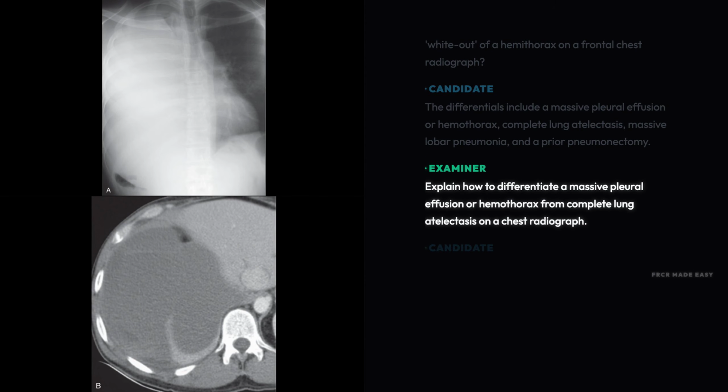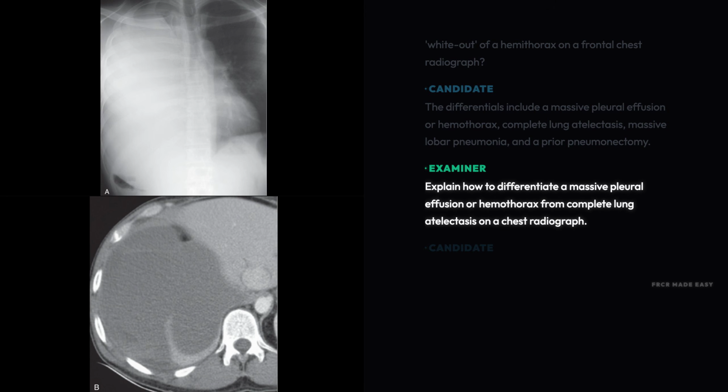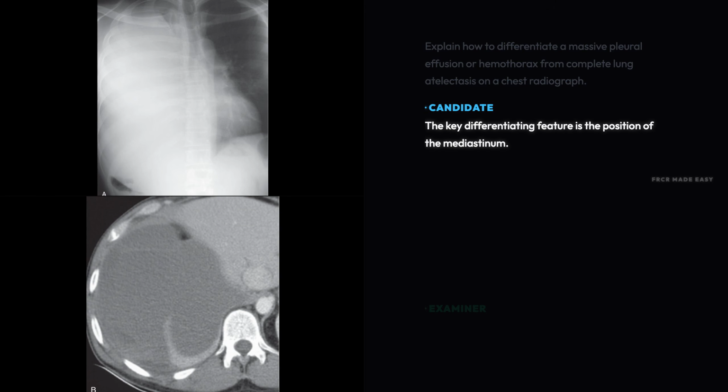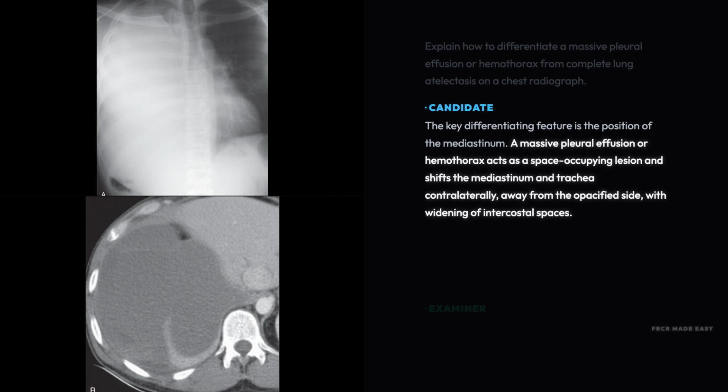Explain how to differentiate a massive pleural effusion or hemothorax from complete lung atelectasis on a chest radiograph. The key differentiating feature is the position of the mediastinum. A massive pleural effusion or hemothorax acts as a space-occupying lesion and shifts the mediastinum and trachea contralaterally, away from the opacified side, with widening of intercostal spaces.